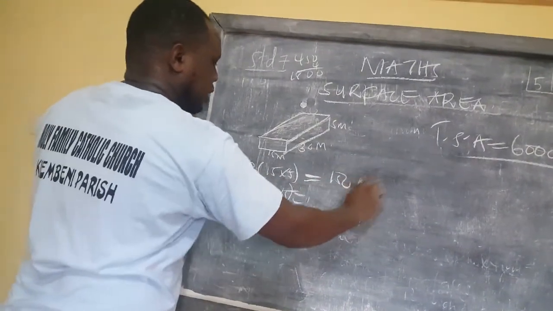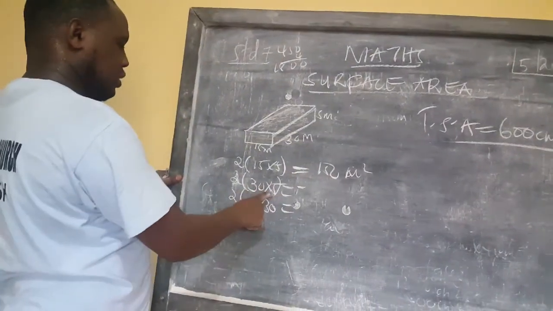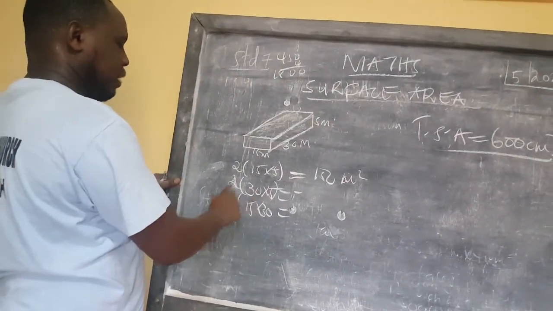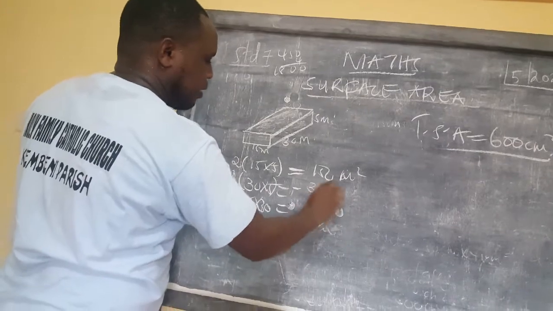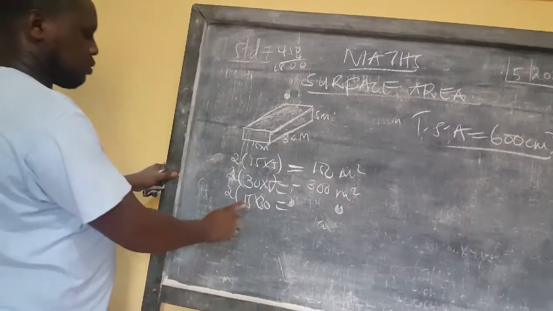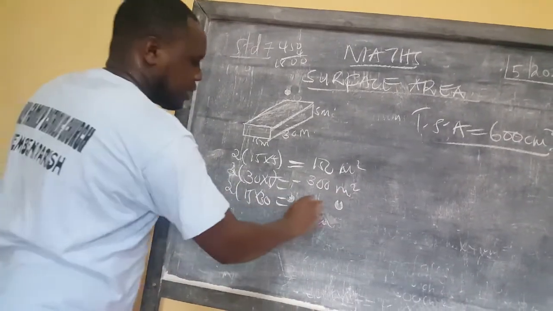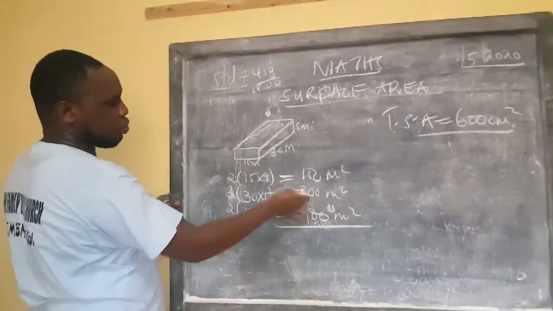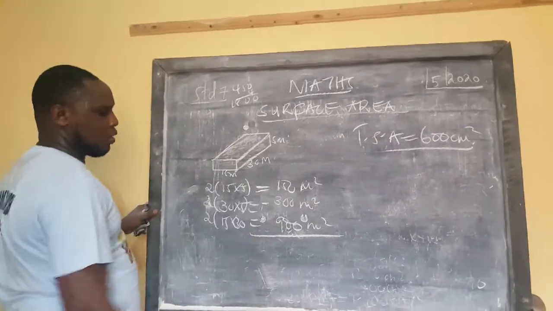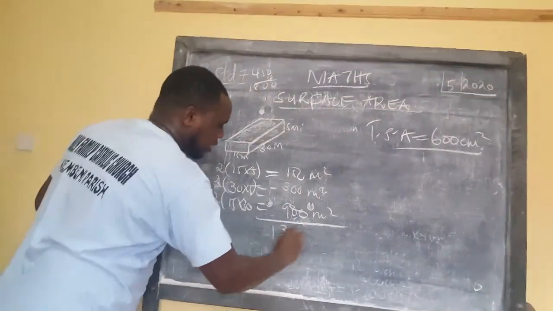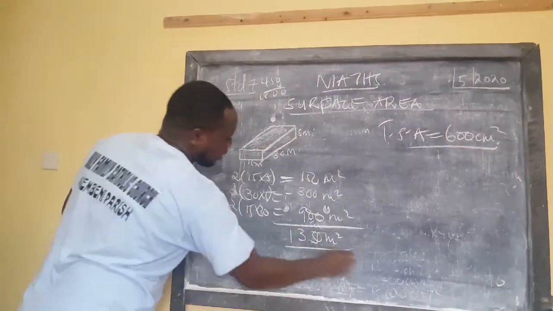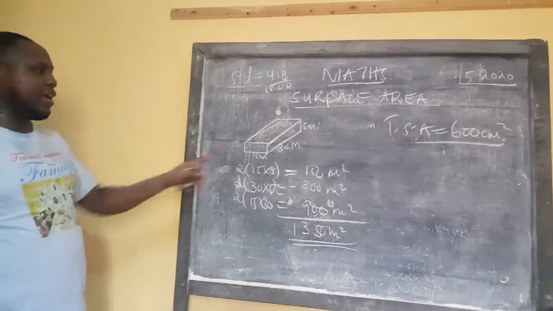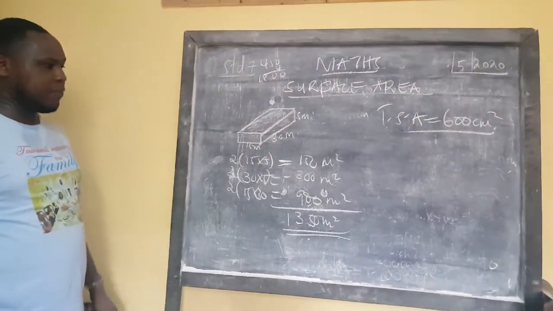These are meters squared. Plus this is 150 times 2, which is 300 meters squared. This is 450 times 2, which is 900 meters squared. Then we add all this. It's going to give us 1200 plus 150, so 1350 meters squared. It's going to be the area of this particular figure.